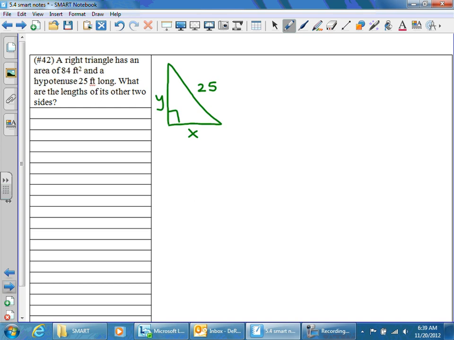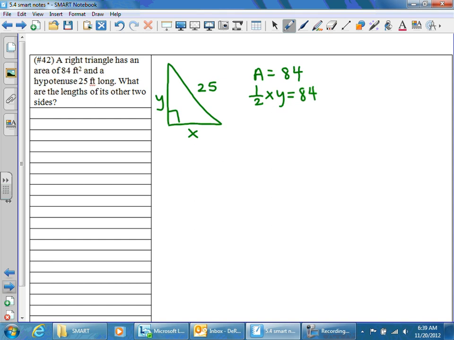However, it did tell me the area is 84 feet squared, and I know the area formula is 1/2 base times height, which would be x times y in this case. So I have 1/2 xy equals 84. So there's one equation. What other equation could I write? Because I have 2 unknowns, so I need 2 equations.